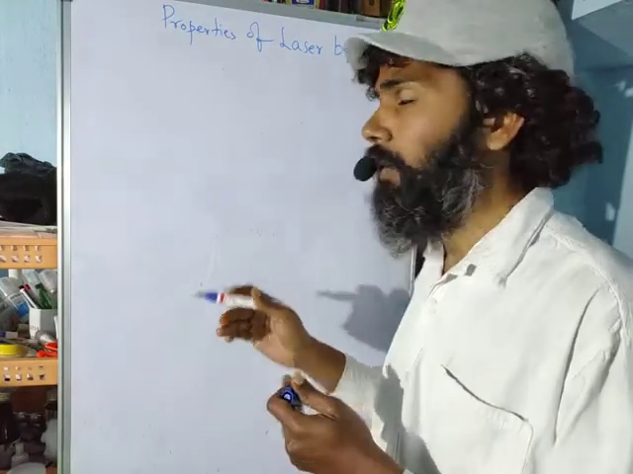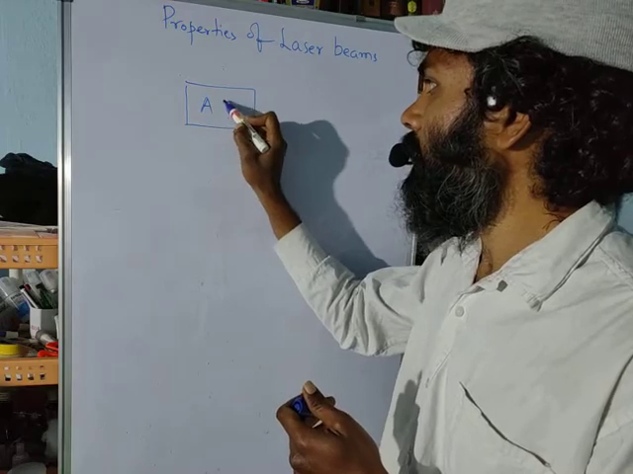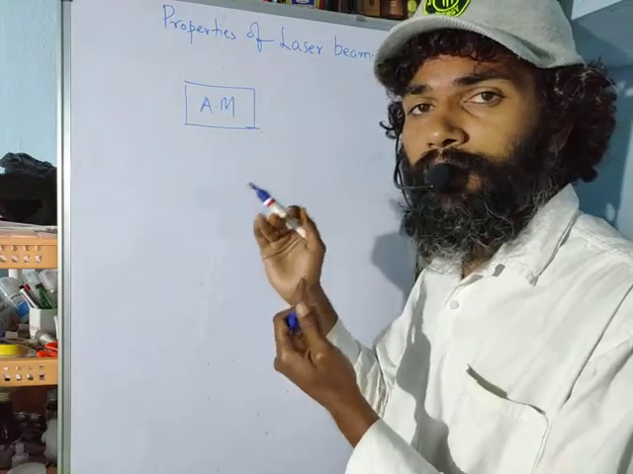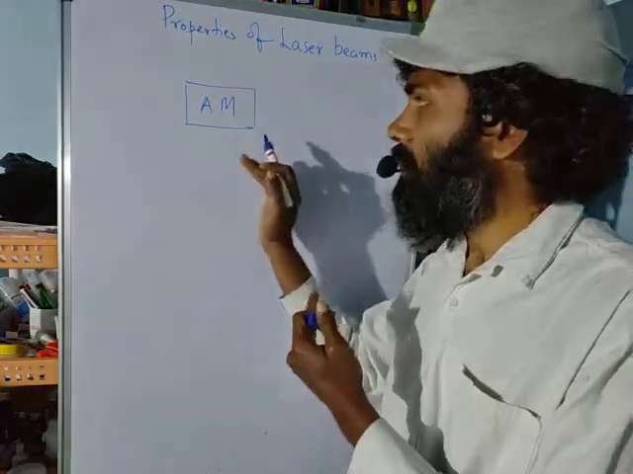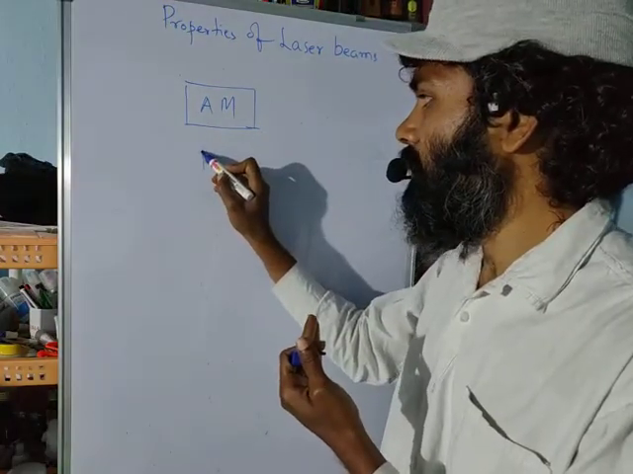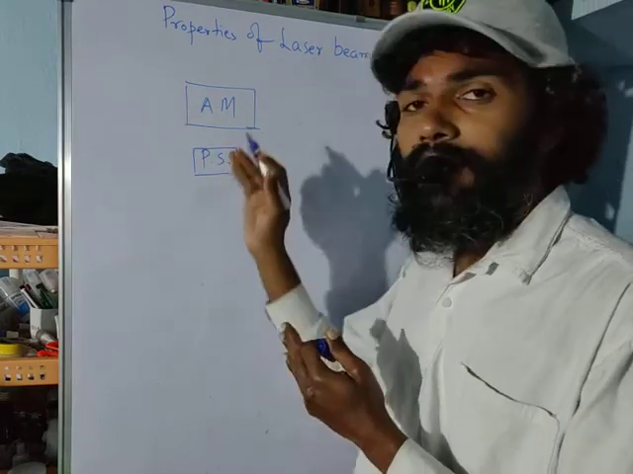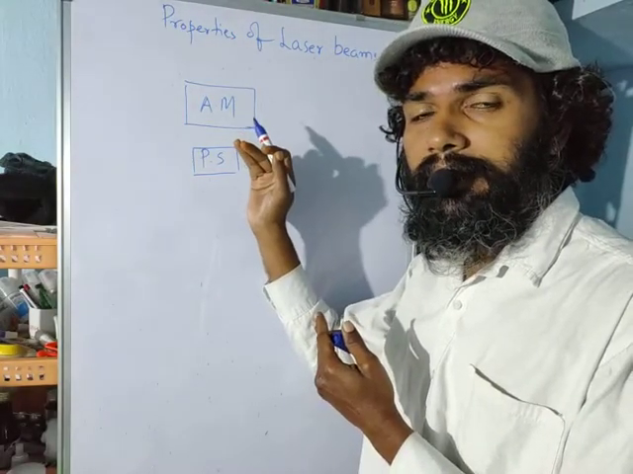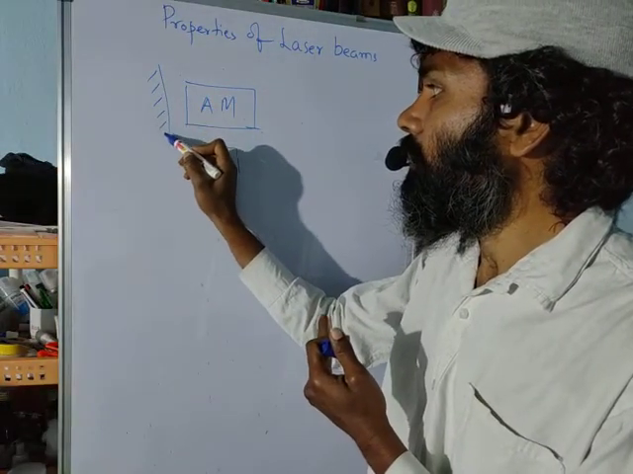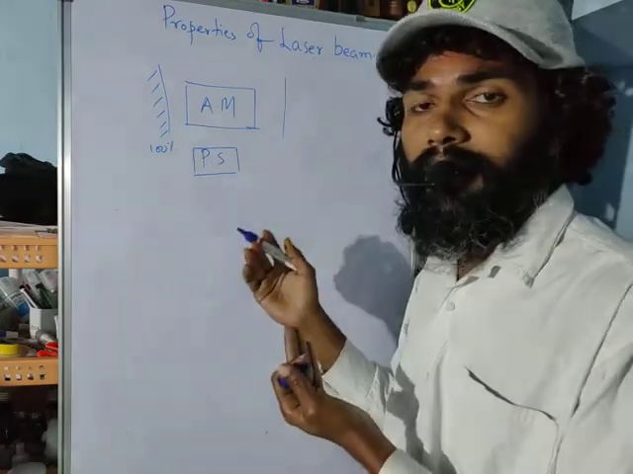The first one is called active medium, which I'm going to abbreviate as AM inside this box here. And to achieve something called population inversion inside this active medium, we use something called a pumping source, which I'm going to abbreviate as PS. And to further amplify the photon flux inside the active medium, we use feedback mirrors. The left one is 100% reflecting, and the right one maybe 99.9% reflecting.